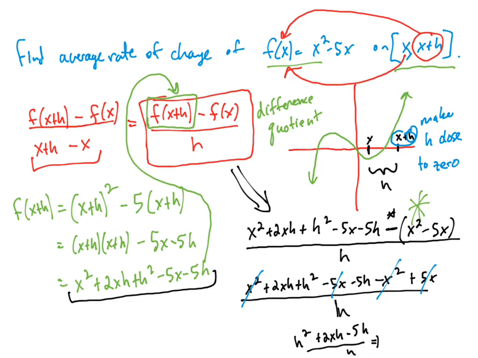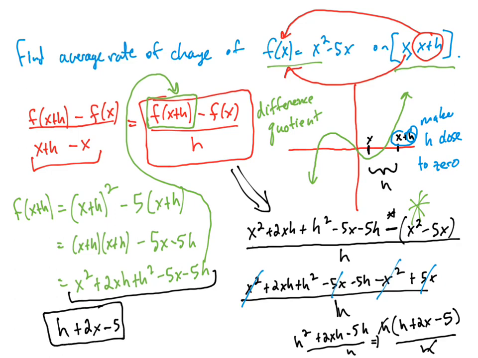And then in the numerator, I can factor out an h. Factor out h from h squared, so I'm left with h plus 2x minus 5, divided by h. So these h's are going to cancel, and so what we're left with is h plus 2x minus 5. So that is the value of the difference quotient.